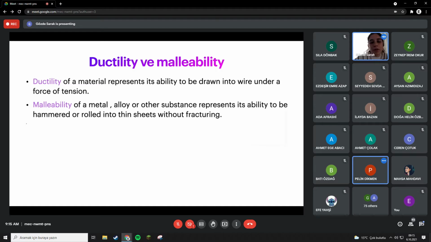The capacity of a material to be stretched into wire under tension is referred to as ductility, and the capacity of a metal alloy or other substance to be hammered or rolled into thin sheets without fracturing is known as malleability.